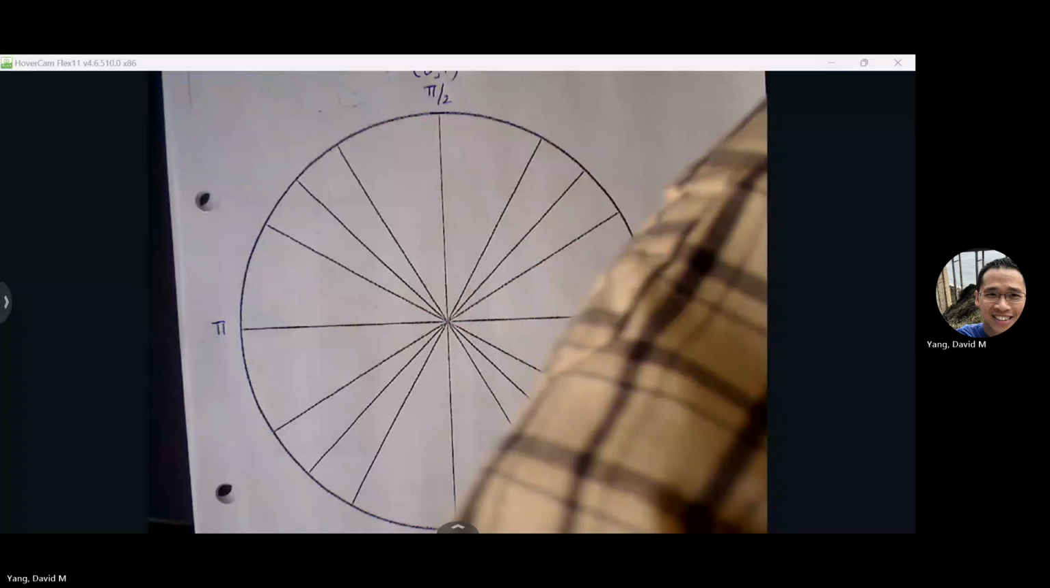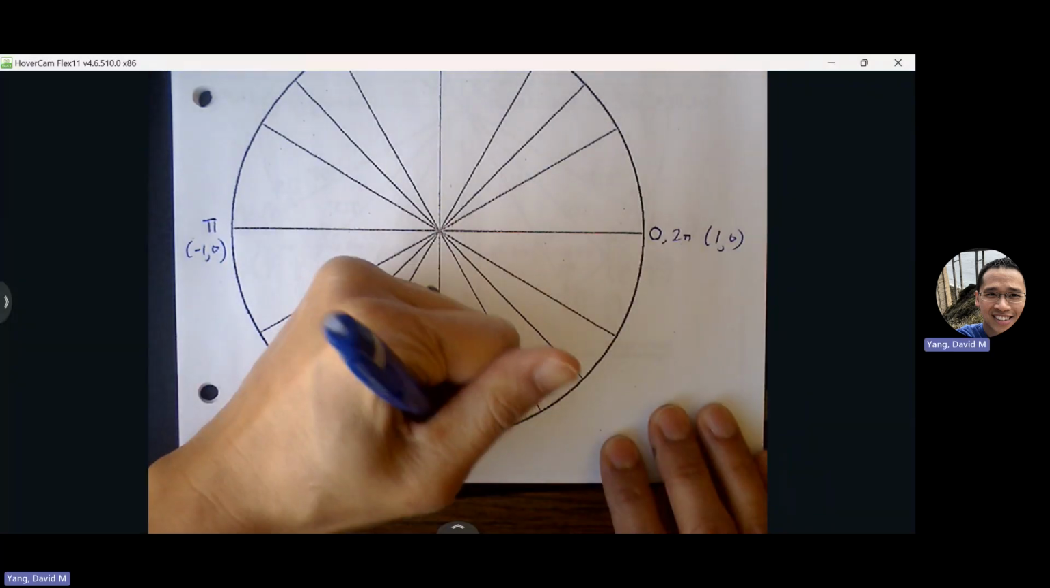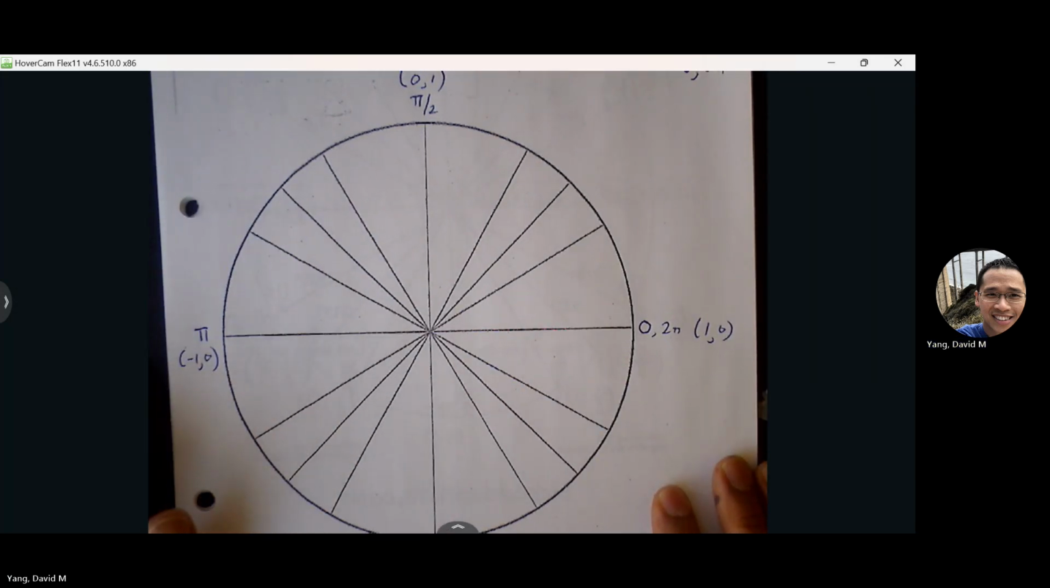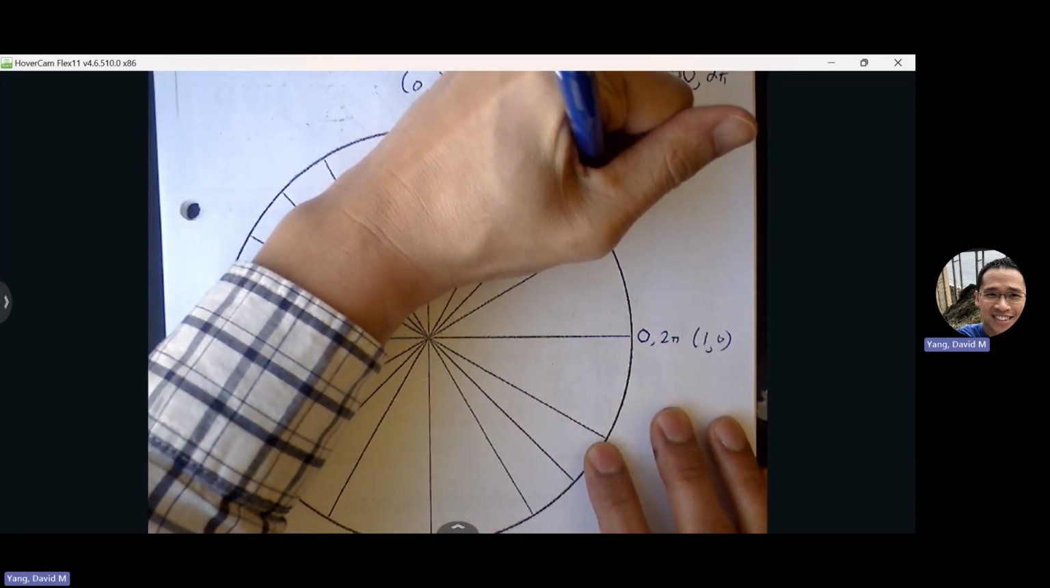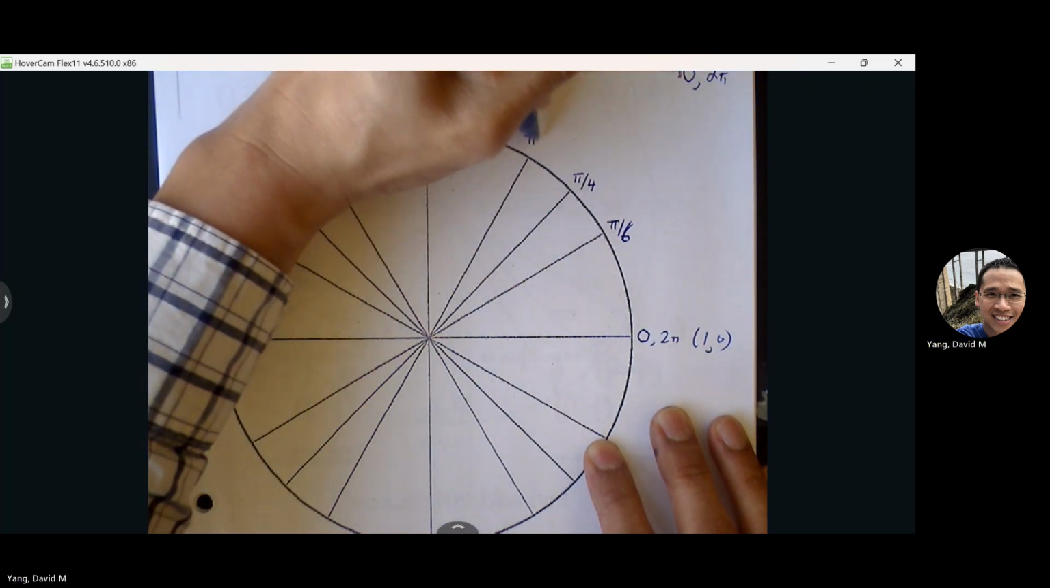Okay. The ordered pairs here, imagine you're just moving 1 unit along your coordinate plane. Well, this is 0 and 2 pi. But this ordered pair would be 1, 0. This ordered pair will be 0, 1. This one would be -1, 0. This one will be 0, -1. All right, so we know this is pi over 6, pi over 4, pi over 3.